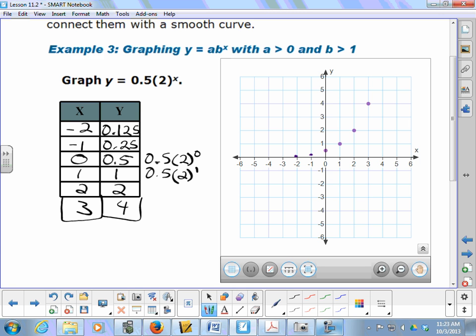Now, when you draw these graphs, are they going to cross the x-axis? No, because we can't have a y value of 0. Okay? Y value cannot be equal to 0. So the graph is going to look like this.